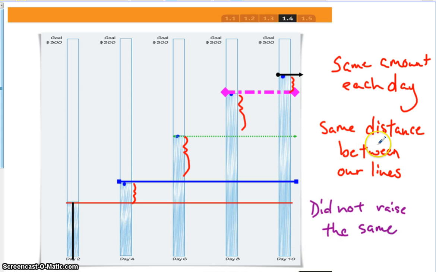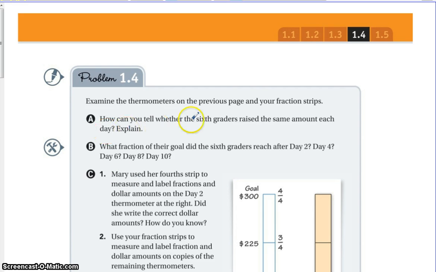Because if they had, then the distance between the lines should have been equal. Okay, the black line should have been able to fill the gap in all 3 of those. All right, so again, this is using equivalence to help us find our answers. So going over here to question A, how can you tell whether the 6th graders have raised the same amount each day? Because the height of the bars each day should go up by the same amount. If it's not, then they're raising different amounts of money.